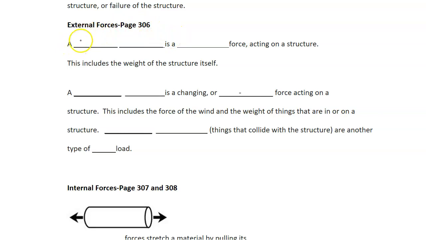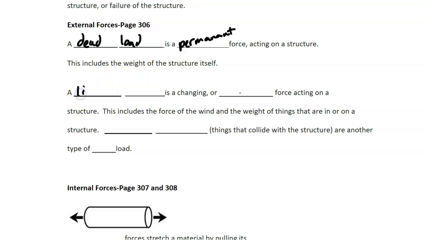Now we've got two types of external forces. The first one is what we call a dead load. Now a dead load is just a permanent force acting upon the structure. This would be the weight of the structure itself, or something that is always acting upon the structure. Weight being a very common one.